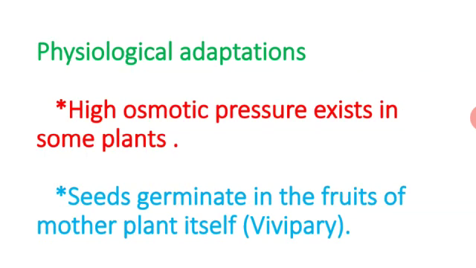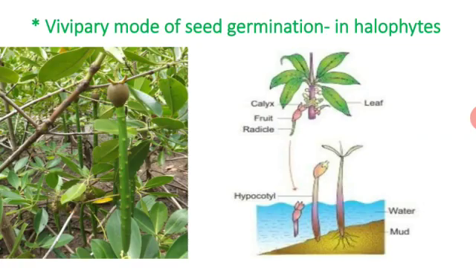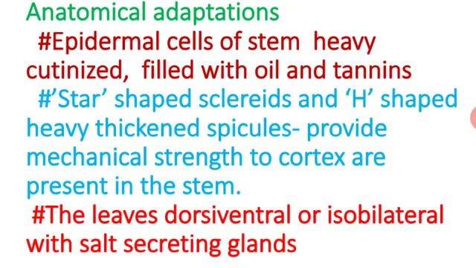Next, physiological adaptations. High osmotic pressure is found in the plants, and the seed germinates in the fruit on the mother plant itself. You can find it growing on the mother plant itself. After germination, it falls into the water and fixes to the mud or soil, and from that it grows. Such plants show the vivipary mode of germination.